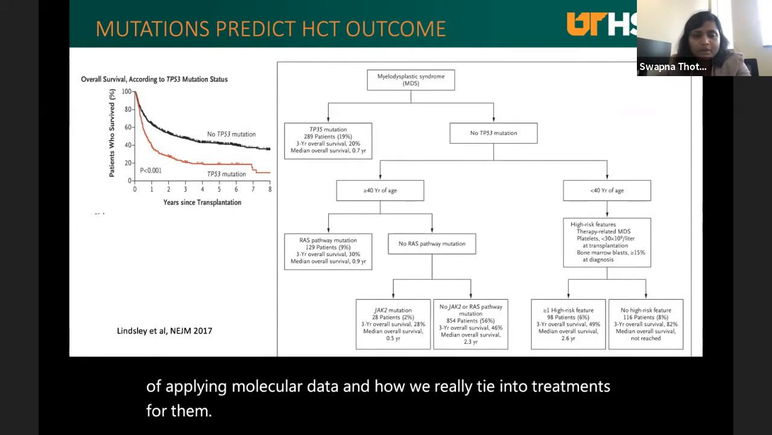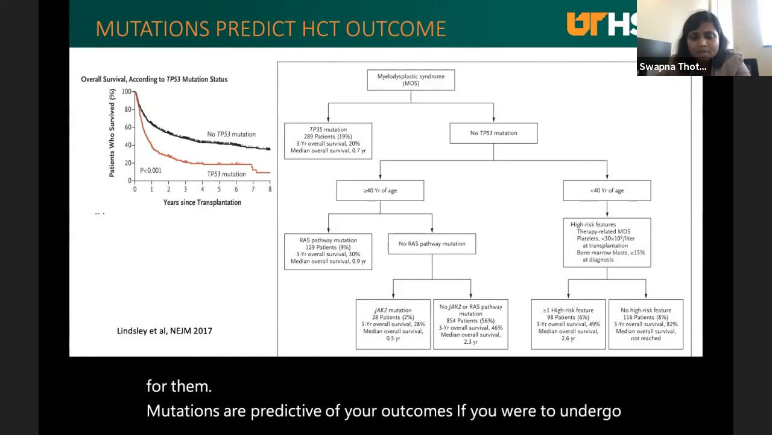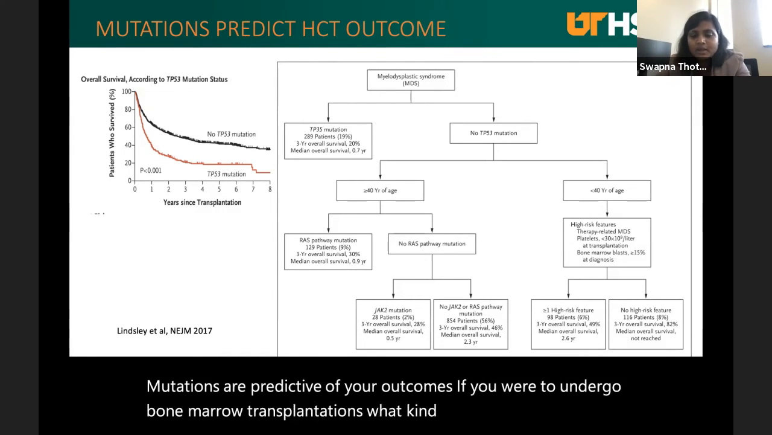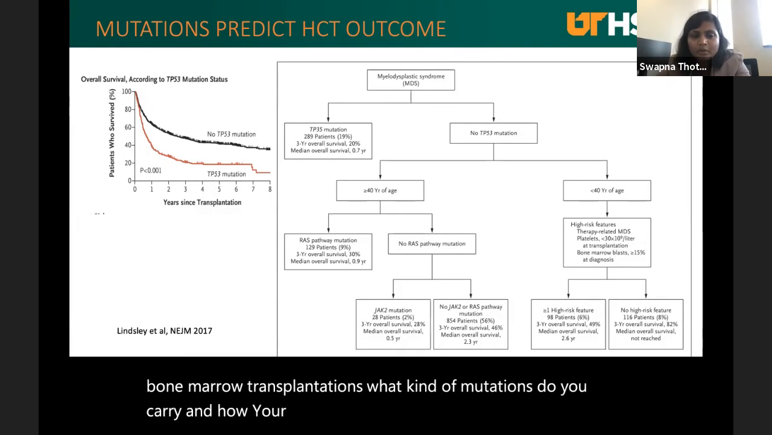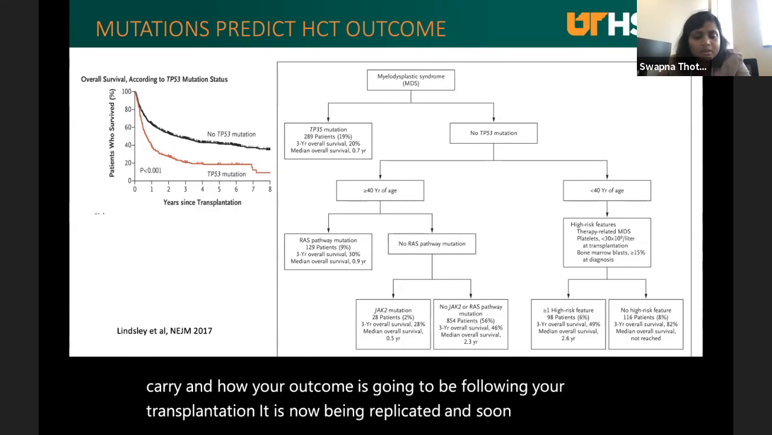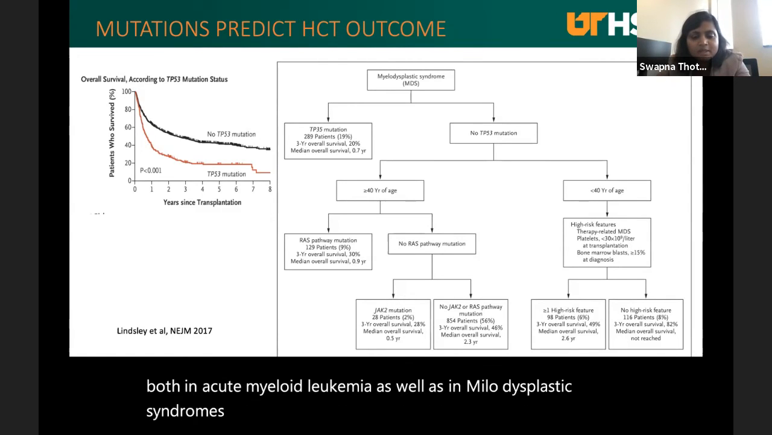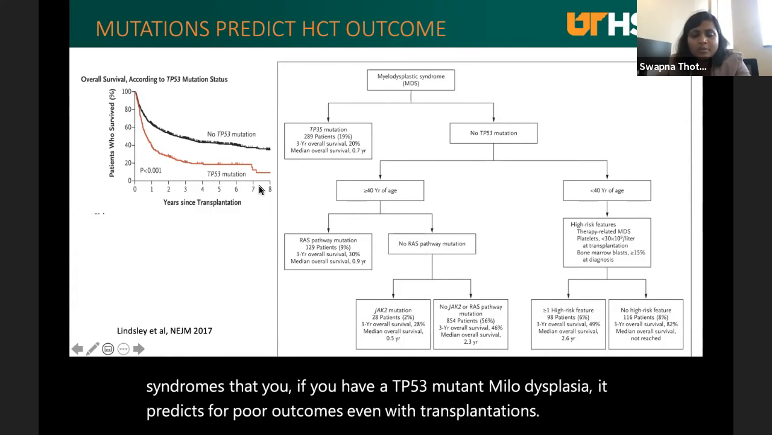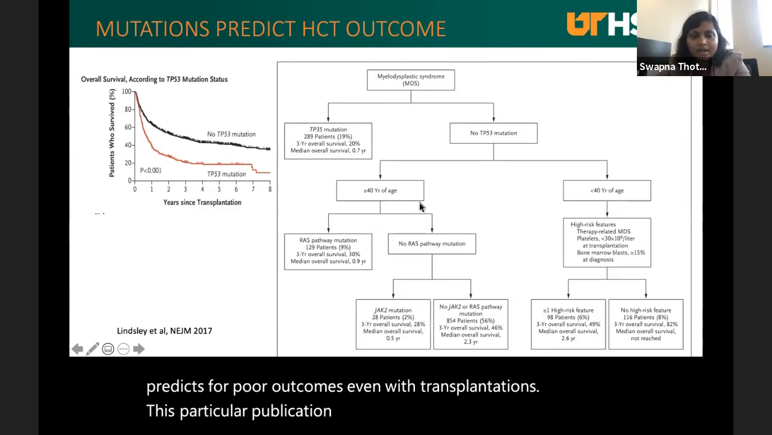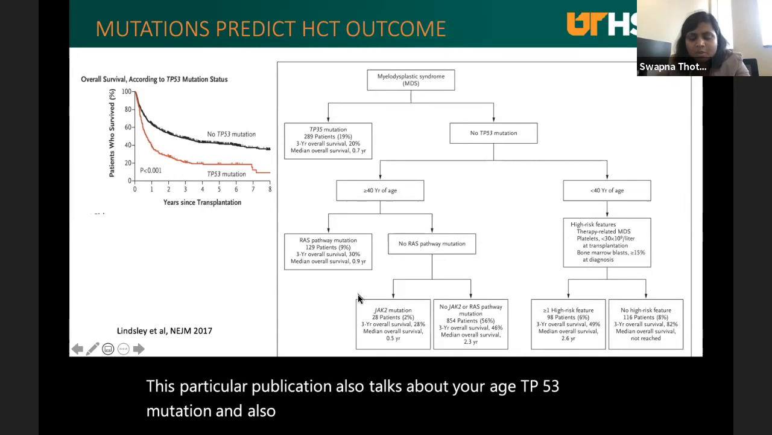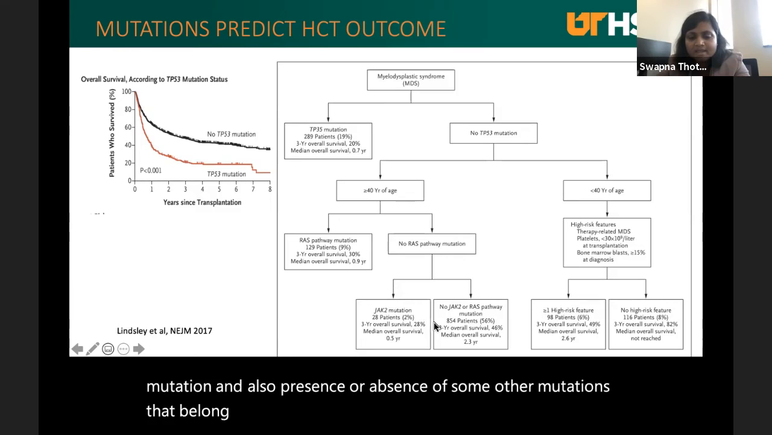Mutations are predictive of your outcomes if you were to undergo bone marrow transplantation. What kind of mutations do you carry and how your outcome is going to be following your transplantation. It is now being replicated and shown consistently both in acute myeloid leukemia as well as in myelodysplastic syndromes that if you have a TP53 mutant myelodysplasia, it predicts for poor outcomes even with transplantation. This particular publication also talks about your age, TP53 mutation, and also presence or absence of some other mutations that belong to JAK2 or RAS pathway.